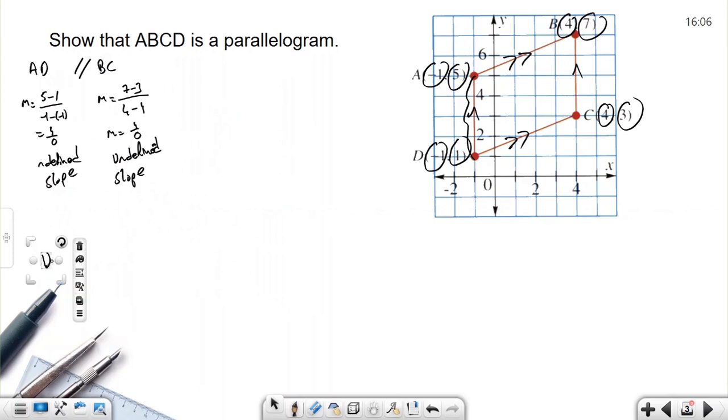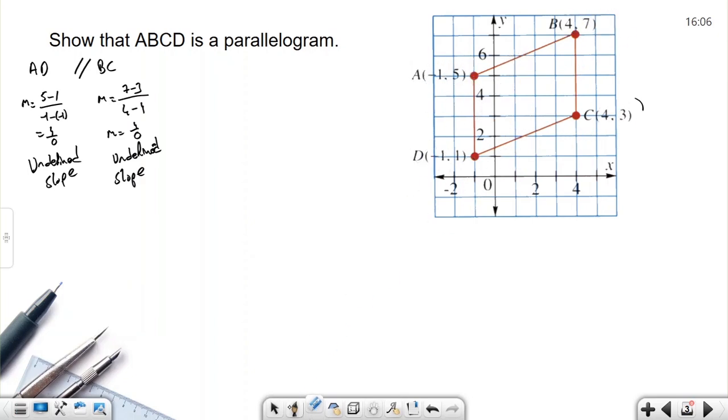Okay, let's continue. Now I need to check whether AB is parallel to DC. I'm going to calculate the slope of the line that passes through A and B, and of DC that passes through D and C. I'm going to use the same method. If they have the same slope, they are parallel.